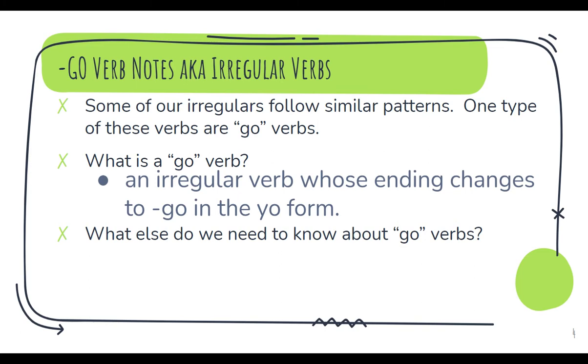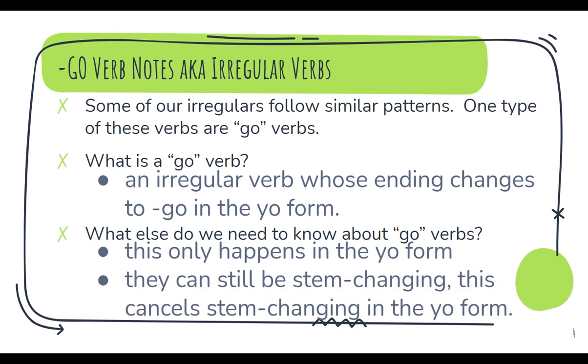What else do we need to know about these go verbs? We need to know that this only happens in the yo form, and they still can be stem changing. But the go change cancels the stem changing in the yo form. And you see this in tener, because tener is stem changing, but in the yo form, it goes to tengo.